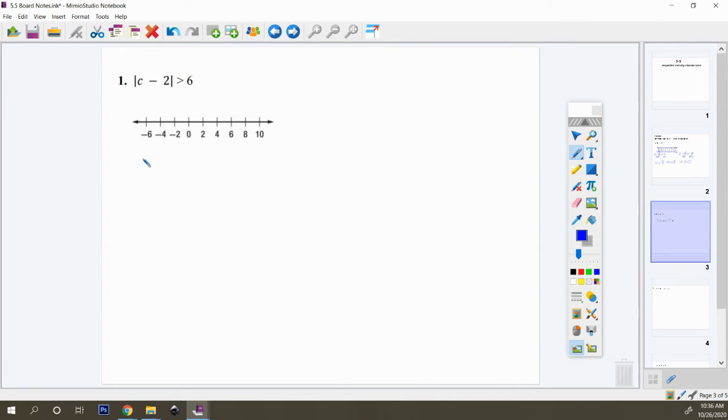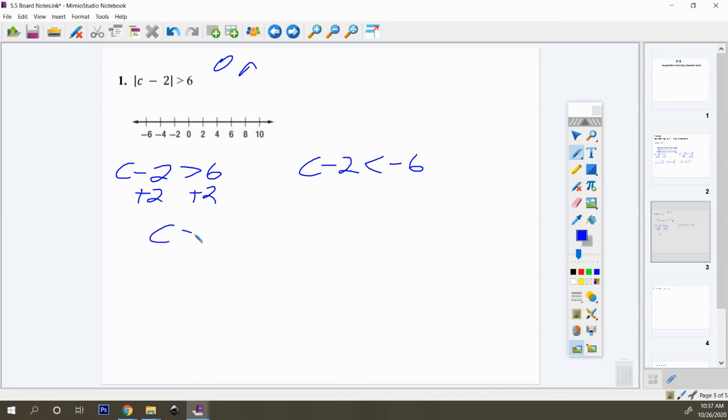This one's greater than, so it's going to be an or. So I'm going to rewrite it. C minus 2 is greater than 6, with the knowledge in my mind that this is going to be an or. Rewrite it for the second time, C minus 2. We're going to change our symbol, so greater than becomes less than, and we're going to change our sign, so 6 becomes negative 6. Solve this one, minus 2, I would plus 2 to get rid of it.